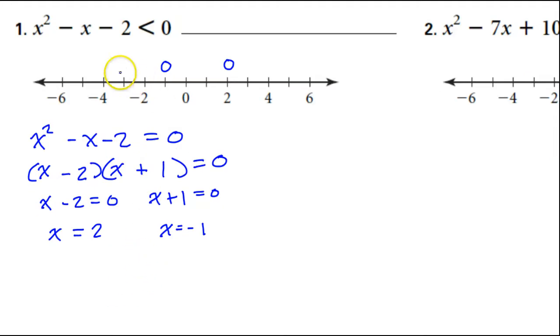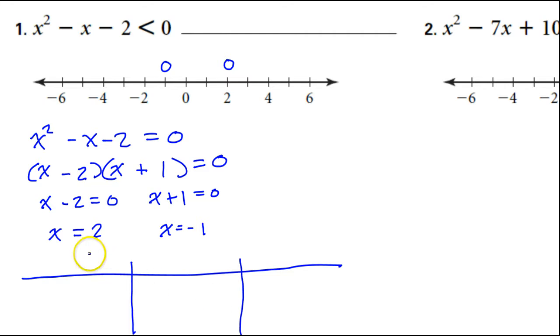Our strategy will be to pick a test value in each one of these intervals to find out where the function is less than 0, since that's what we want. Okay, so let's set up a chart to help us. Okay, so we have three intervals here. So let's pick a test value that is less than negative 1. So for example, we could investigate what is the value of the function at negative 2. Okay, and specifically we want to know, is it less than 0, like yes or no?